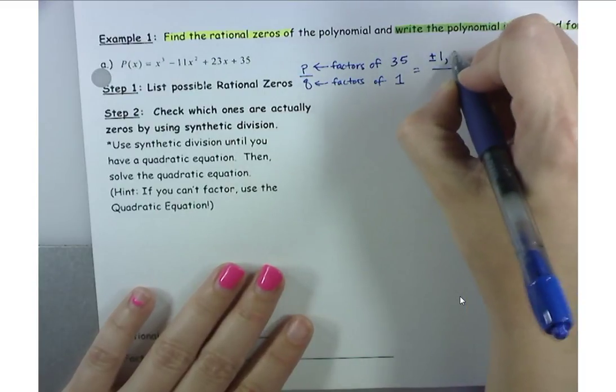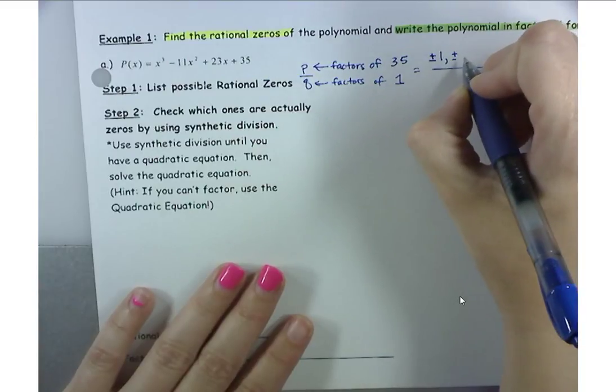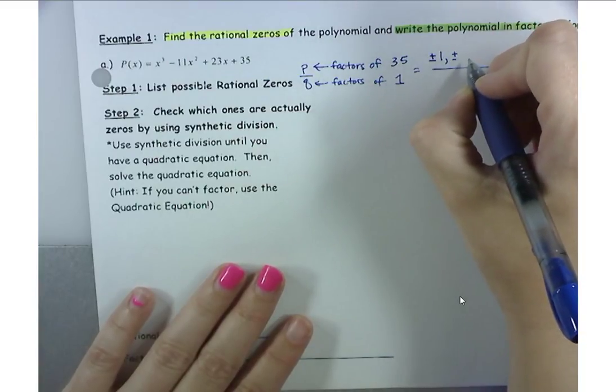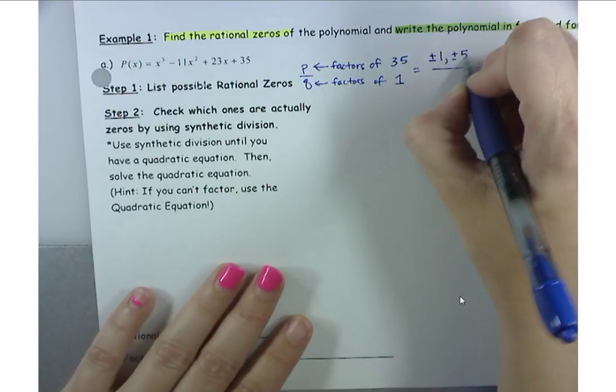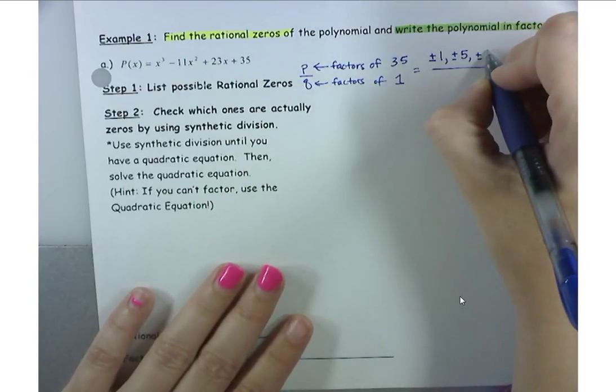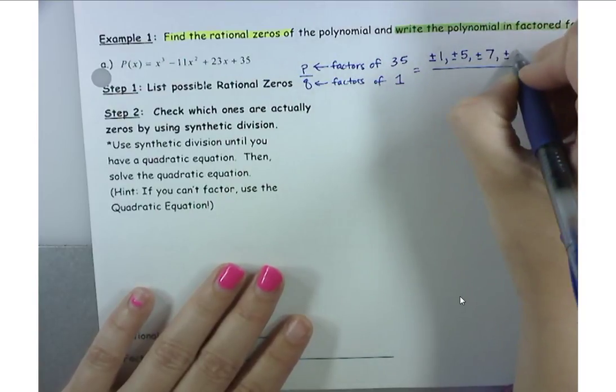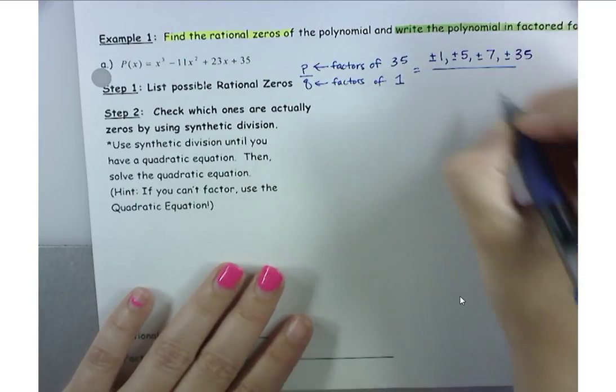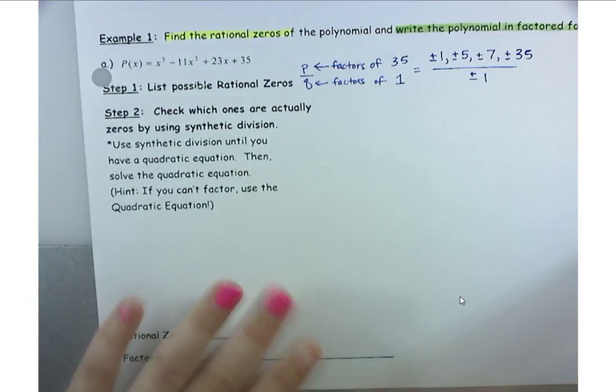What's the next one that goes into 35? 5. And then what's the next one? 7. And the last one? 35. And then the factors of 1 are just going to be plus or minus 1.